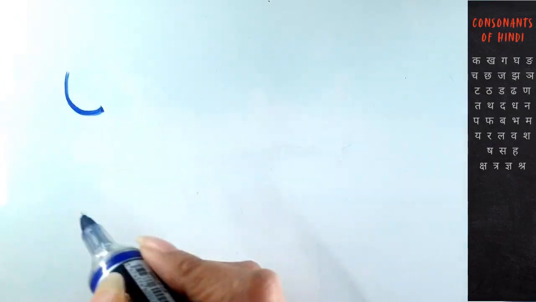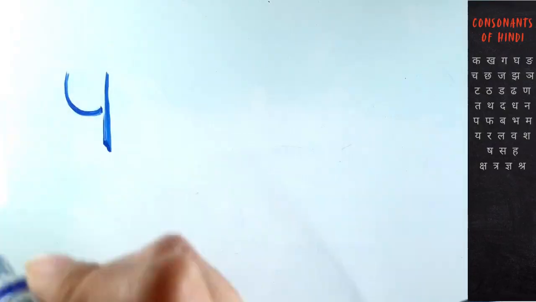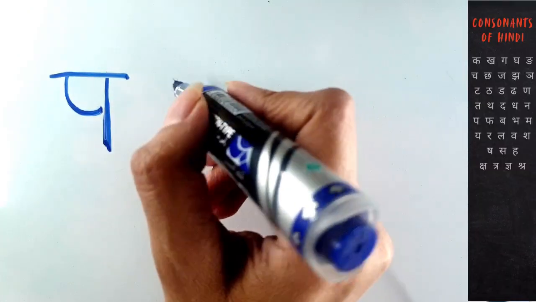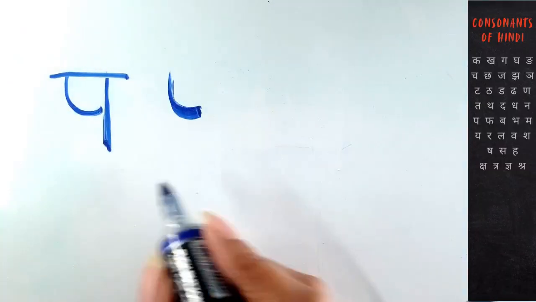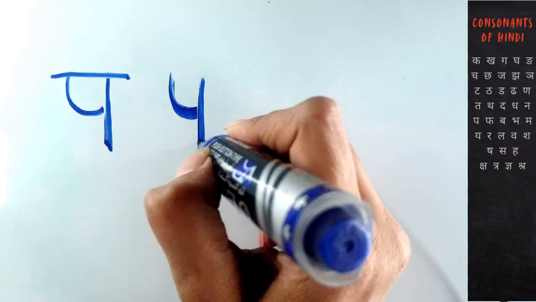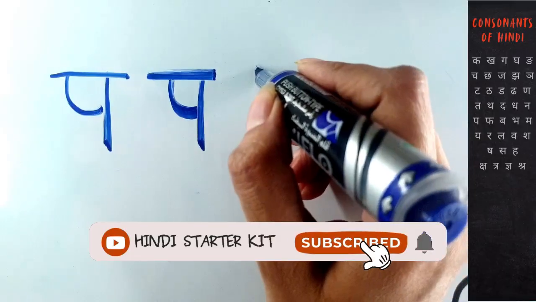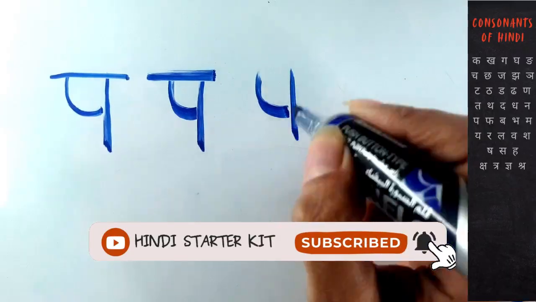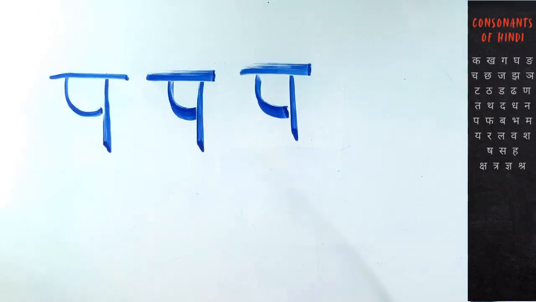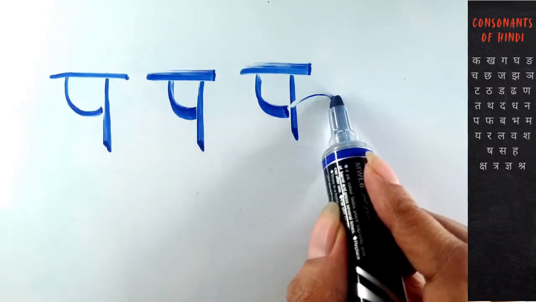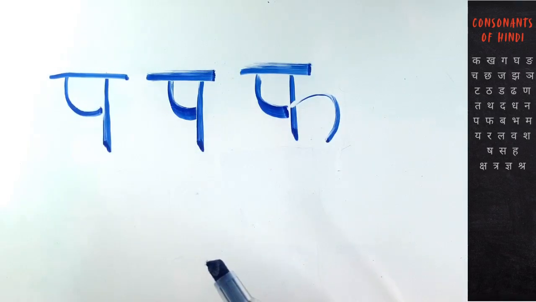This is p. You can say that it's part of the letter U of English. So you come down and then take a curve and turn towards the right. Draw the vertical and the top line. This is p. Once again, p. After this comes the aspirated p. For this, you will draw the same thing, but it will have an extra part which is something like this.